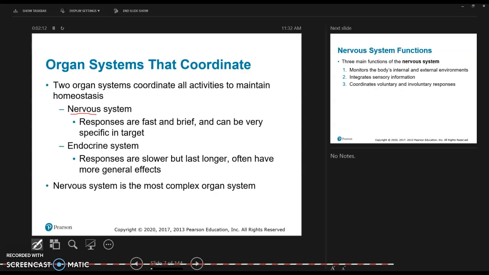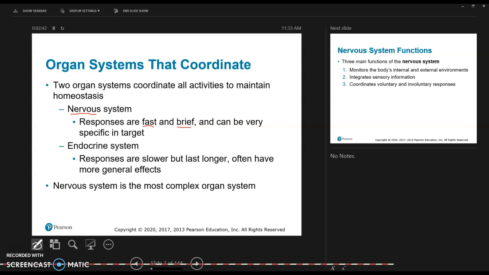So the nervous system generates responses, which we call action potentials or nerve impulses. They're actually electrical impulses. These responses are fast and brief. In other words, they happen very quickly. They don't last very long. And they can be very specific in their target, whether it's an organ or a muscle or a gland.